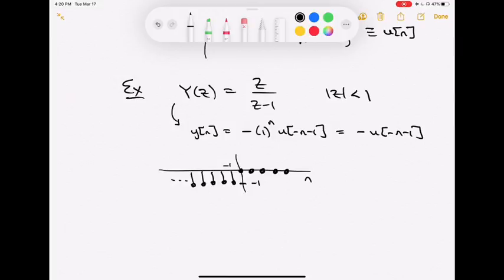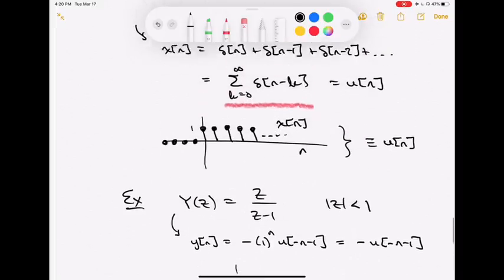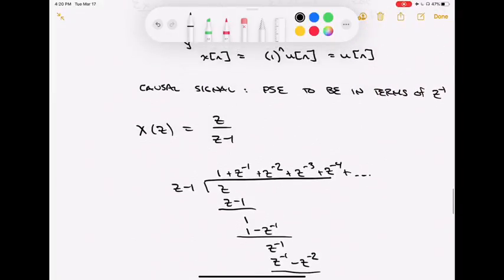The original rational function was exactly what we had for x of z before. The only difference now is that magnitude of z is less than 1, so a left-sided signal. What do we know about left-sided signals? Well, they have a bunch of delta functions, right? But all the delta functions are to the left of the origin. And because they're to the left of the origin, those delta functions are going to give us positive powers of z rather than negative powers of z. So the game here for this non-causal or anti-causal signal is to do a series expansion in terms of positive powers of z.